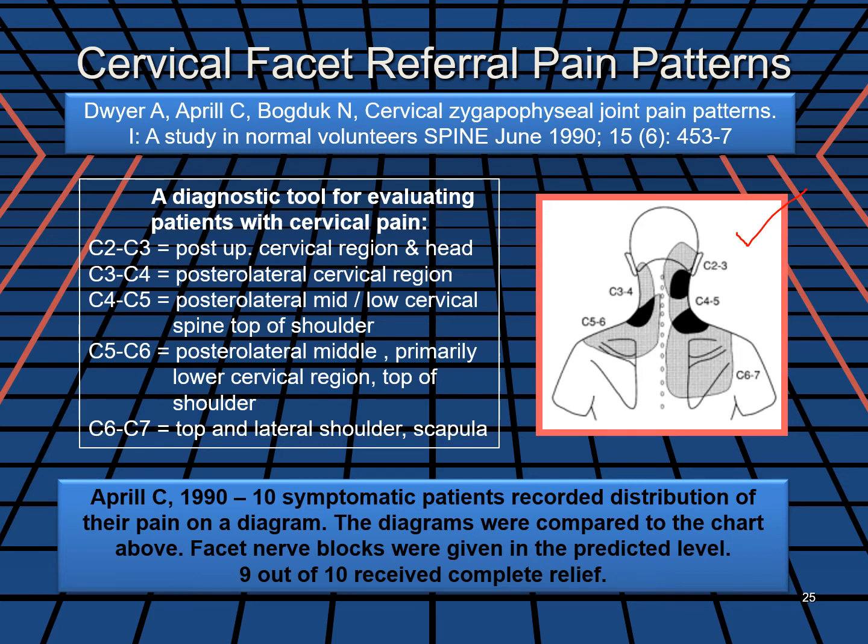This is a research study. Nine out of ten received complete relief. So the cervical facet referral pain patterns have been mapped and charted and are accurate, or kind of set in stone. They have not been able to do the lumbars. Nobody knows why. There's just a variance across the board where they cannot come up with a conclusive map for each facet level.